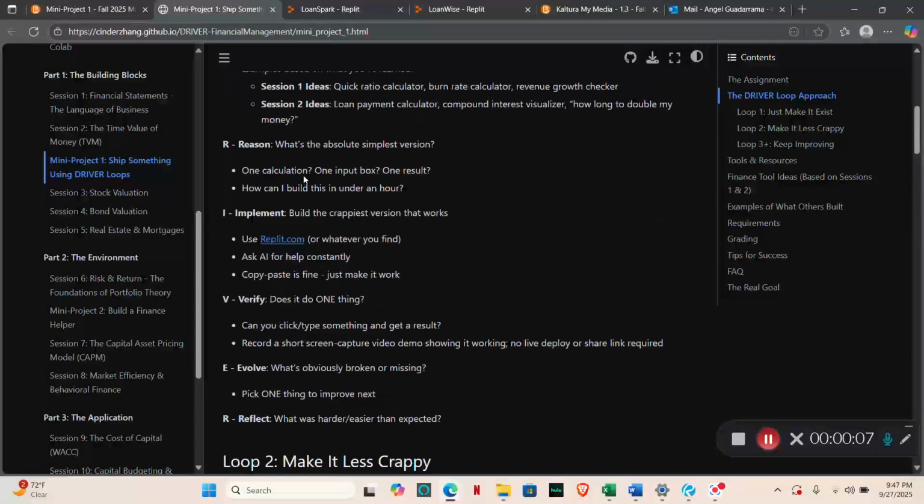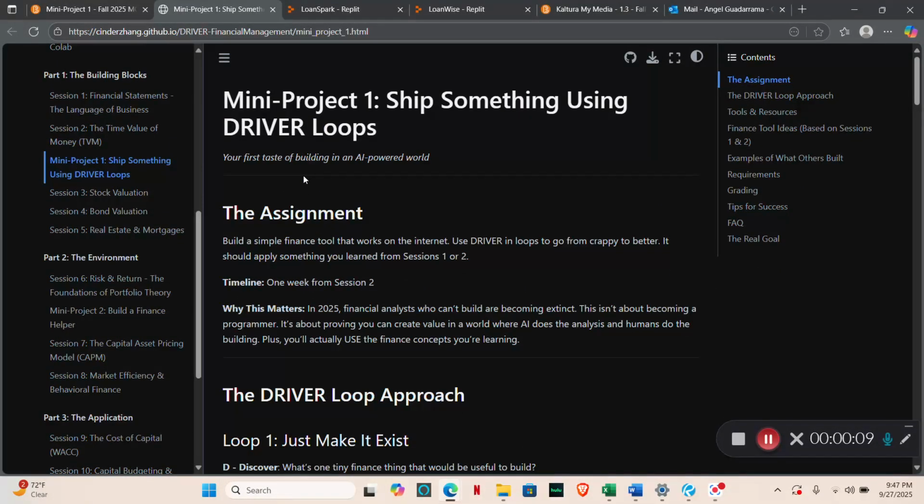Just to give a quick rundown of the project, I'm supposed to create a driver loop, essential for a website. So, how to build a simple financial tool that works on the internet using driver and loops to get from a starter version to a better version.